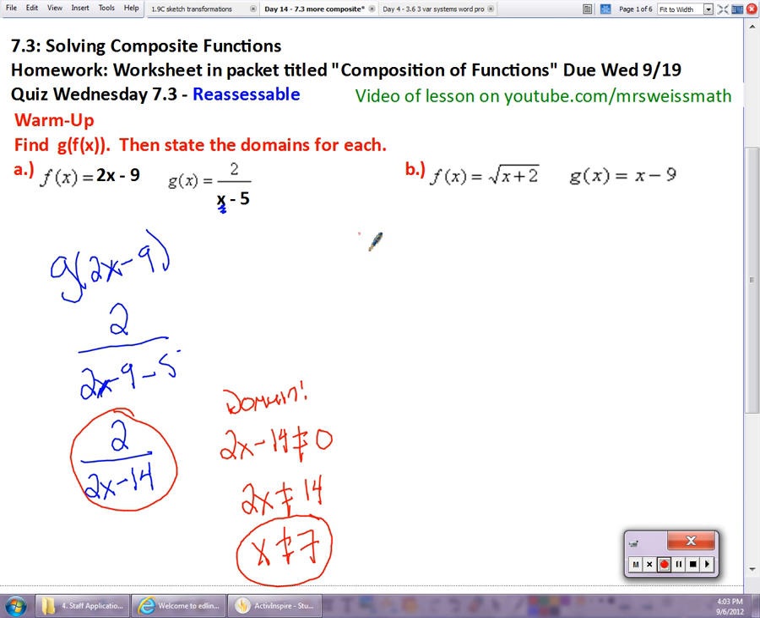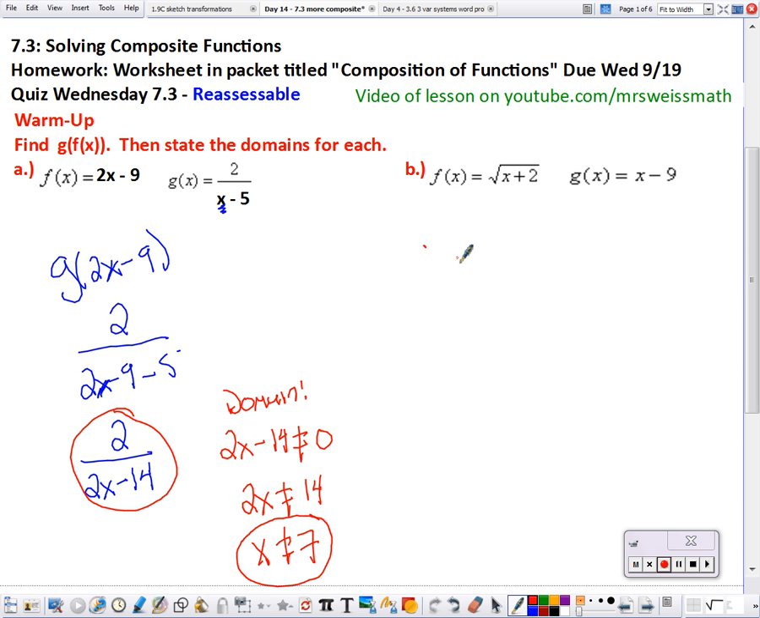Okay, we're going to do something similar for b. I need g of f of x. So I'm going to plug the square root of x plus 2 in for this x. And there's my composite.